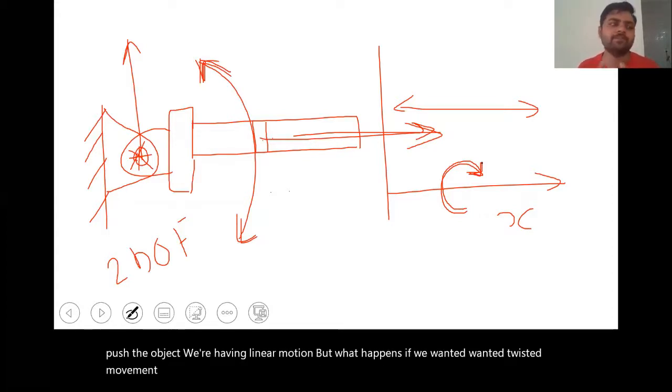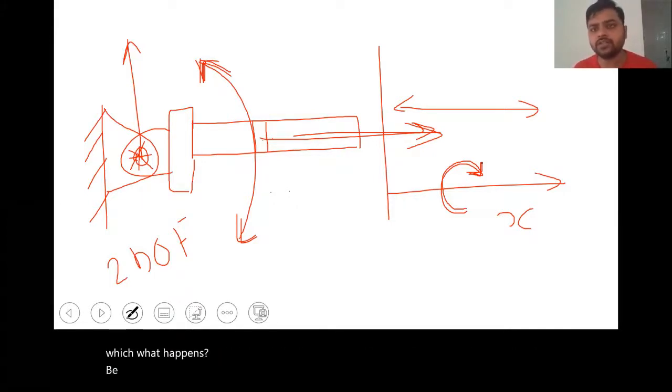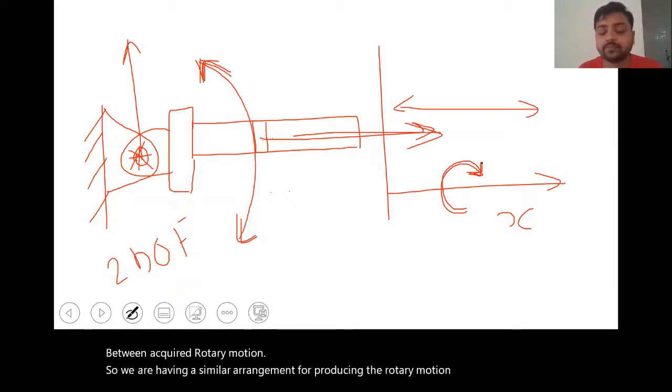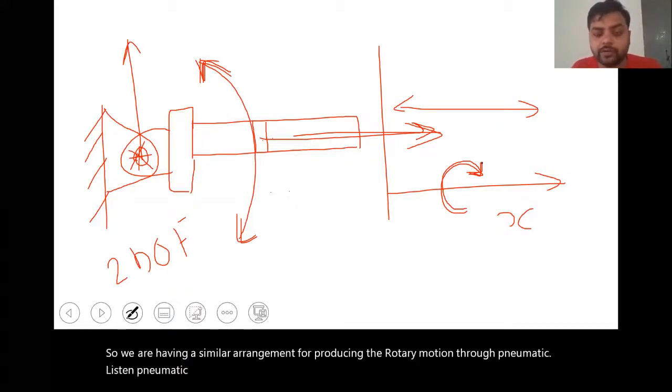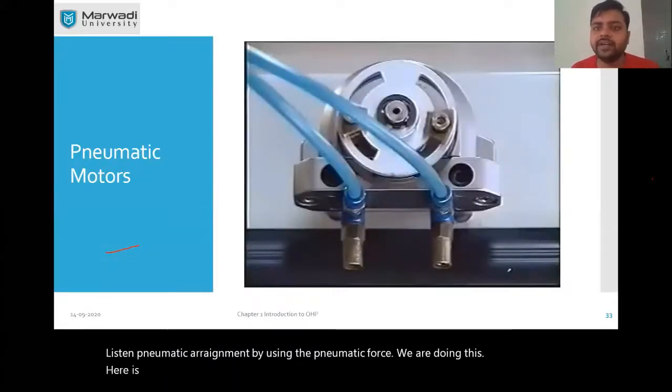We have talked about screwdrivers, pneumatic screwdrivers, in which we require a rotary motion. So we have a similar arrangement for producing the rotary motion through a pneumatic arrangement. By using a pneumatic force we are doing this. Here is one example where a simple system is being used for producing the rotary movement.